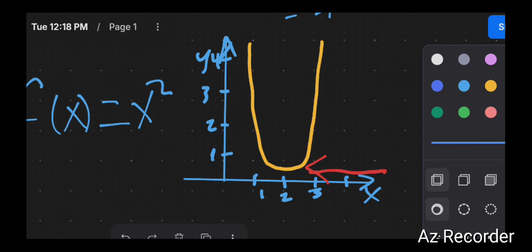Okay, so let's say at some point x equals 2.6. If we substitute 2.6 in x squared, we are going to have 6.7. So at x equals 2.6, f of x will be 6.7, and that is going to be somewhere above here. Now as x approaches 2.3, we have f of x to be 5.29, and 5.29 is also somewhere around here.